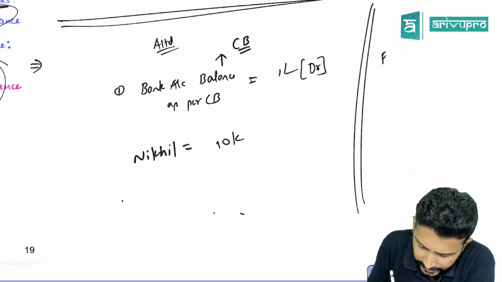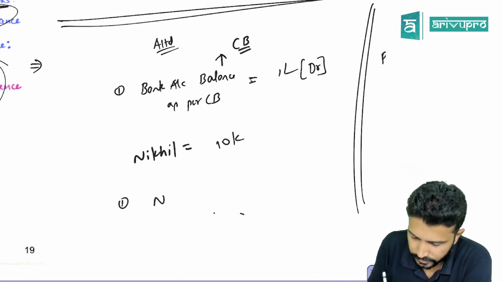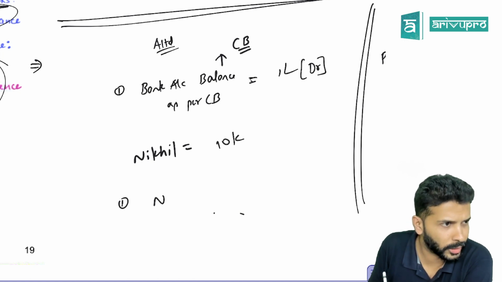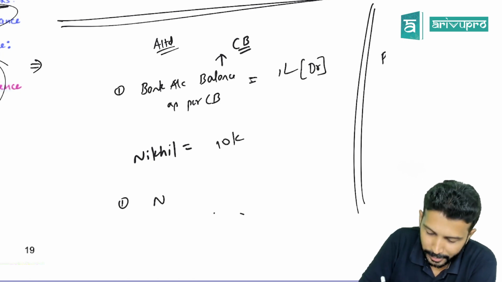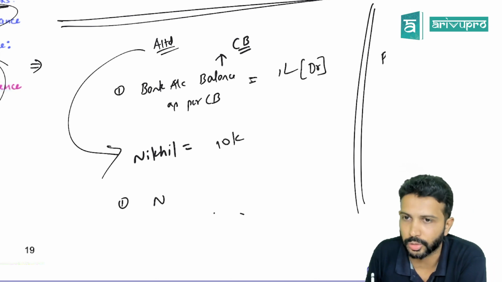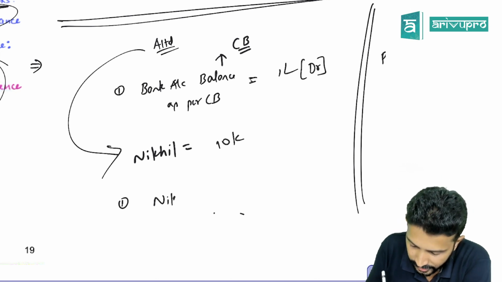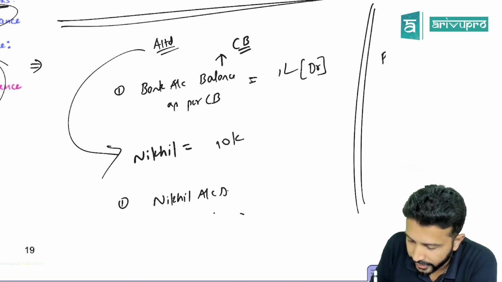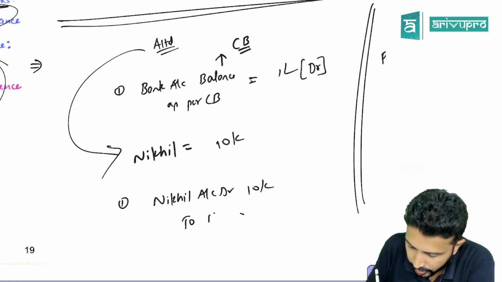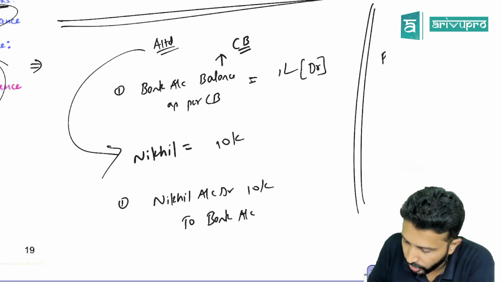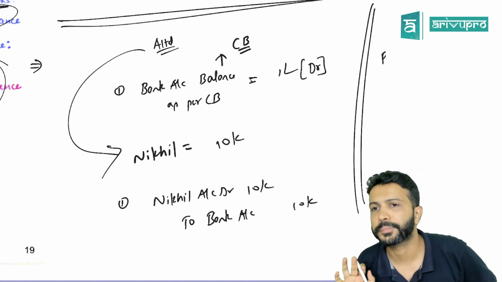All right. What is the journal entry A Limited will pass here, sir? I'll write: A Limited has given check to Nikhil for 10,000 rupees. What is the journal entry? Nikhil account debit 10,000 to what? To bank account 10,000 rupees. Are we okay, sir? All right.